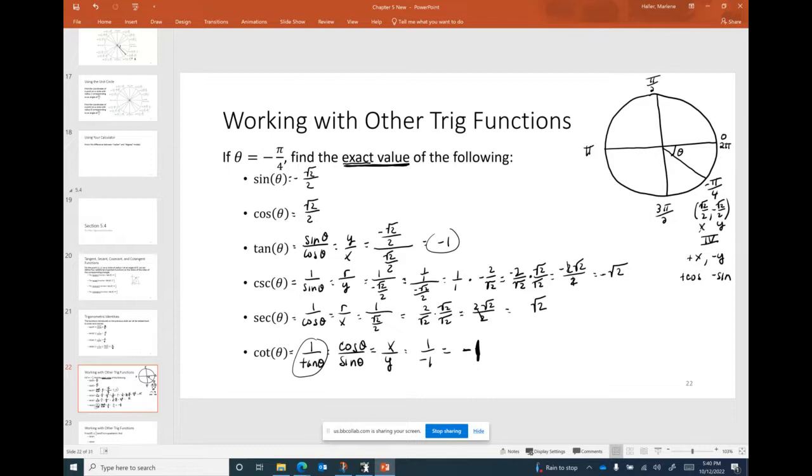It's very, very important to sketch yourself a unit circle whenever you're dealing with circle-based trigonometry. Draw your angles, see what quadrant you're in. That's going to tell you whether your sine or cosine is going to be positive or negative. And then everything else is derived from the sine and the cosine.